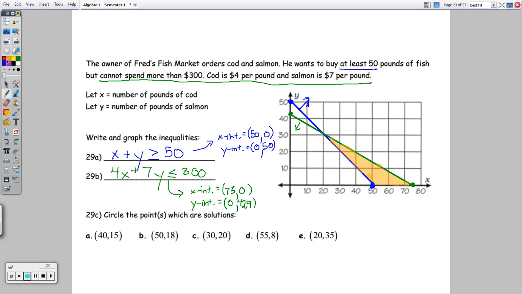So which points are actually solutions? Let's graph all those points. 40, 15, that is in the region, so yes to choice A. 50, 18, that is a little outside the region, so nope, not B. C, 30 and 20, that's right on the line, so that's okay. Since this is a solid line, that would work. 55, 8 would be right about here, so 55, 8, that's good. And then 20, 35, nope, that one's not going to work. That one's not in the shaded region.